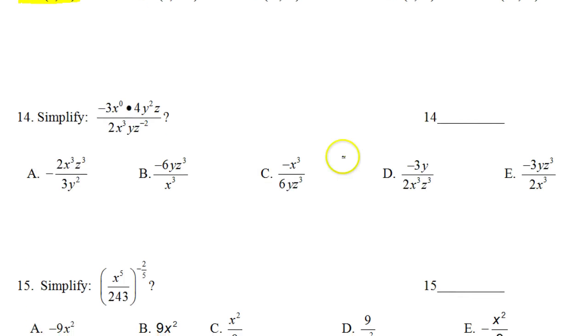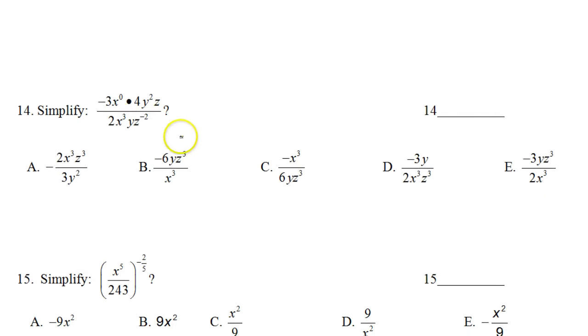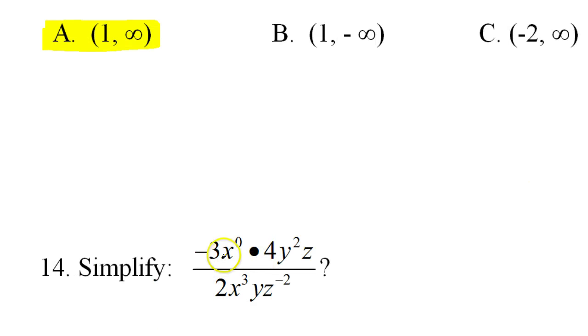Alright, number 14. So we have to simplify this mess. Do I have space to do this? Let's see. Let's zoom in. Anything to the 0 power is 1. So first of all, that's just going to become a 1. But basically that's gone.